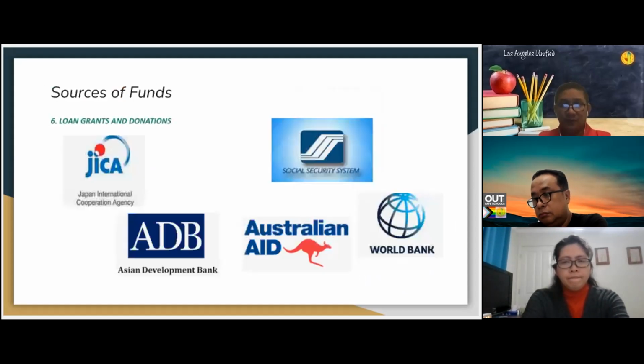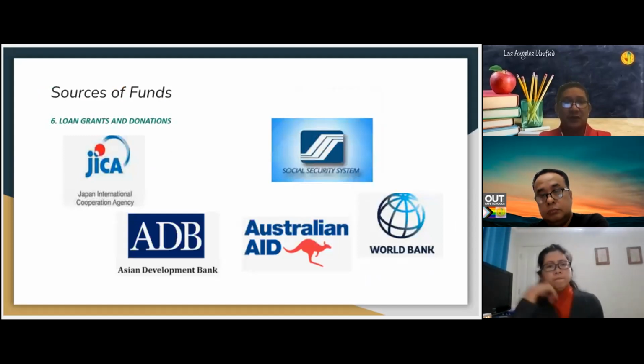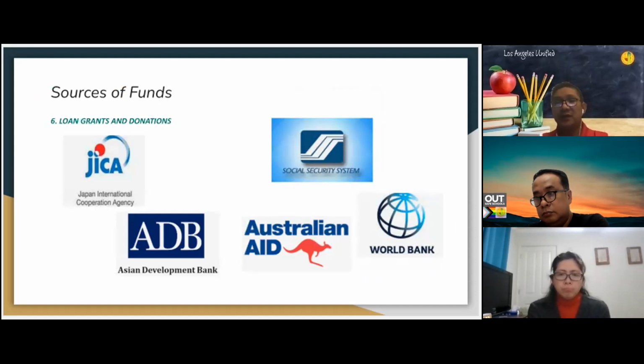Number 6, source of funds, loans, grants, and donations. Grants are specifically important in K-12 education because they bring extra money directly into the classroom and district. Depending on the grant, this money can support efforts in literacy, STEM, technology, curriculum, equipment, materials, or staffing.